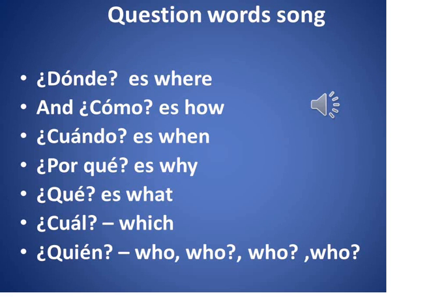¿Dónde? Where? ¿Cómo? How? ¿Cuándo? When? ¿Por qué? Why? ¿Qué? What? ¿Cuál? Which? ¿Quién? Who?